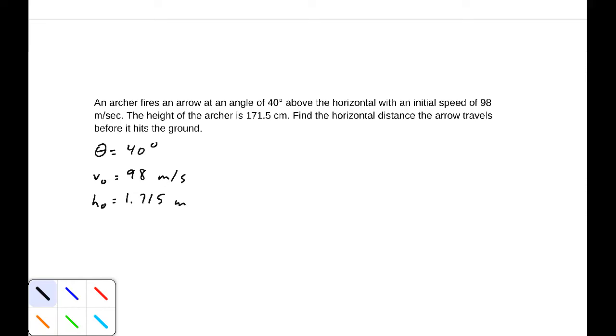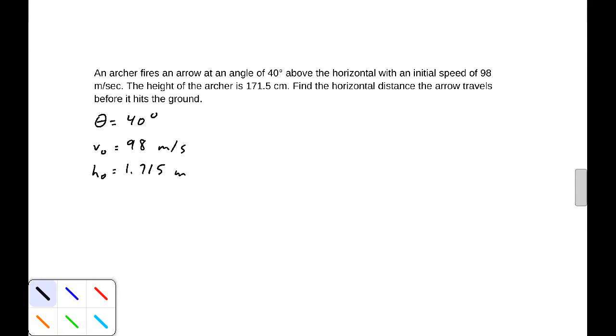Now we know there's an equation that can tie these things together. The position function s of t equals (v naught t cosine theta) i plus (v naught t sine theta minus 1/2 g t squared) j, will give us the position that we want.